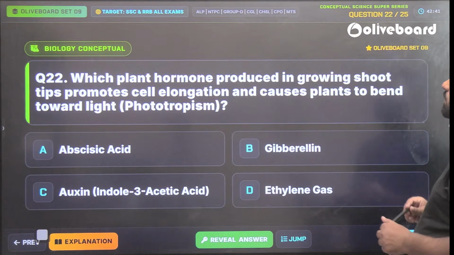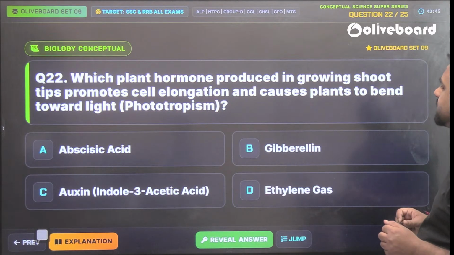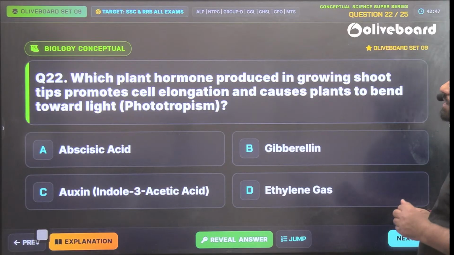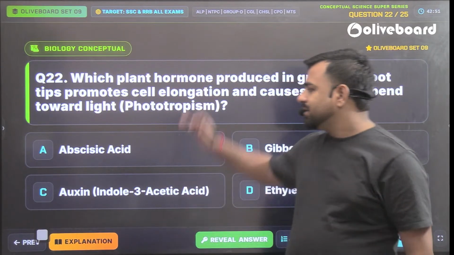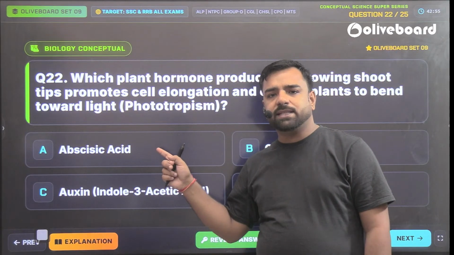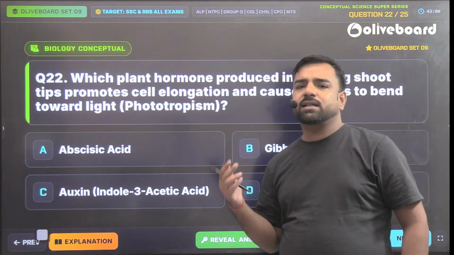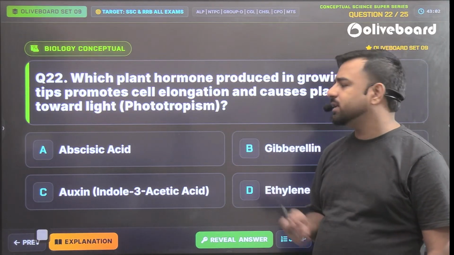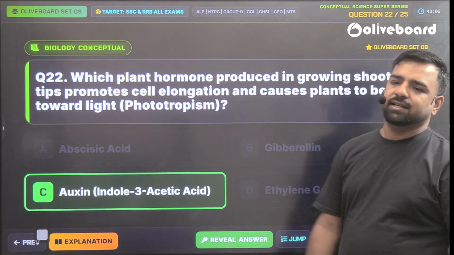Which plant hormone produced in growing shoot tips promotes cell elongation and causes plants to bend towards the light? And the perfect example will be sunflower. Okay, so is it ABA, that is abscisic acid? No, because it promotes dormancy. Will it be gibberellin? Again, no. Yes, it helps in breaking the dormancy, but that's not the answer. Here the answer will be auxin, that is indole-3-acetic acid, right?